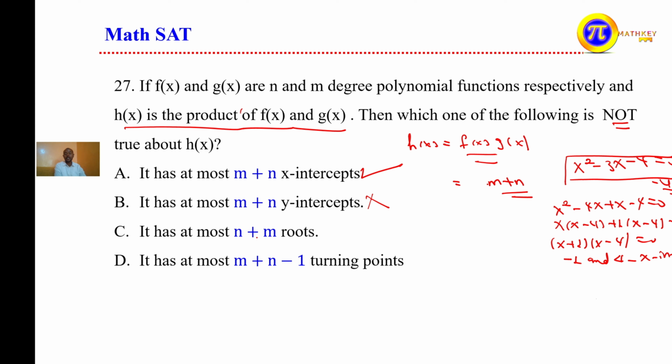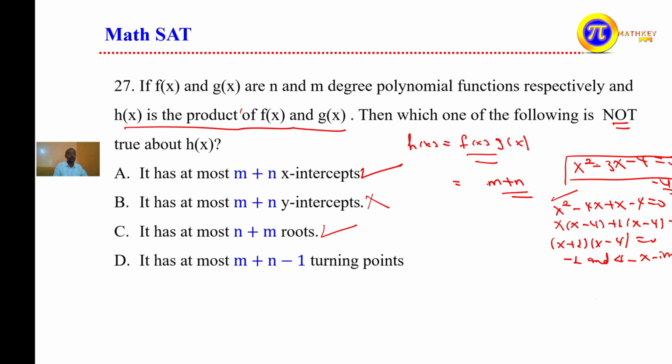It has at most n plus m roots. Yes. Here, if we take this arbitrary sample, x squared minus 3x minus 4 is equal to 0, its degree is 2. Its maximum number of roots is 2. So this is the correct answer. It may not have them, but it has a maximum of n plus m roots. It has at most m plus n minus 1 turning points.